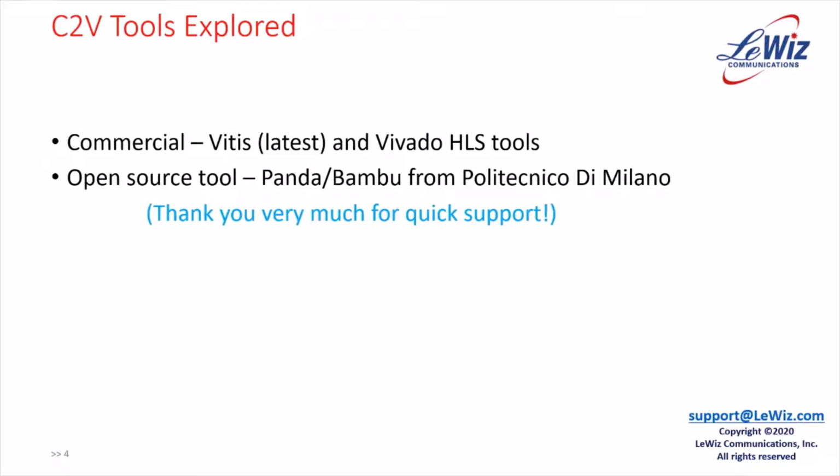For C2V tools, commercial ones are available from different FPGA vendors. For example, you can see the Vitis tool from Xilinx or the Vivado high-level synthesis tool. For open source tools, there are very few. One of the tools that we're using here is called Panda or Bambu from Politecnico di Milano. They gave us very good support during our testing process, so we would like to thank them for that.